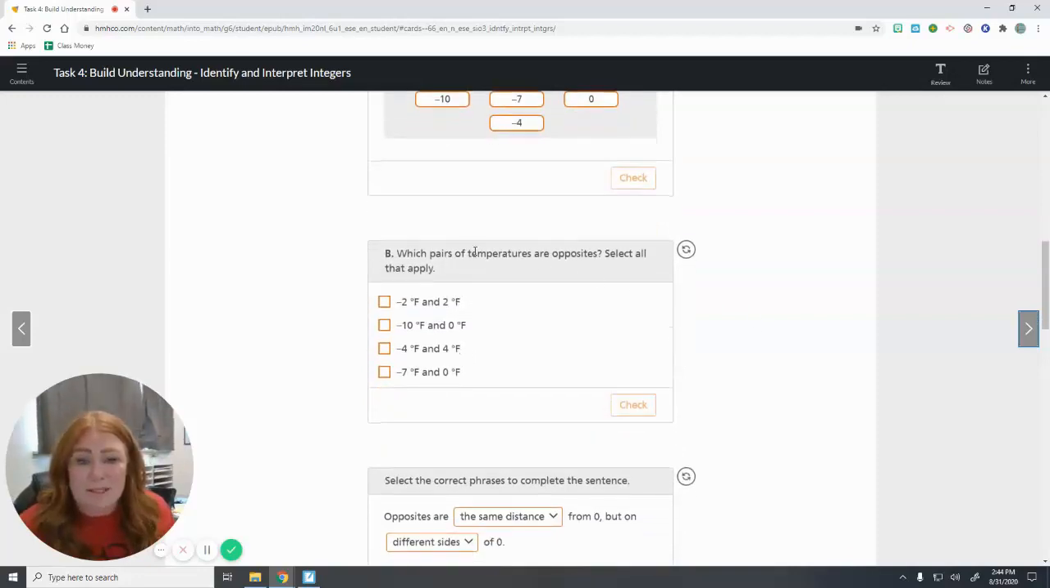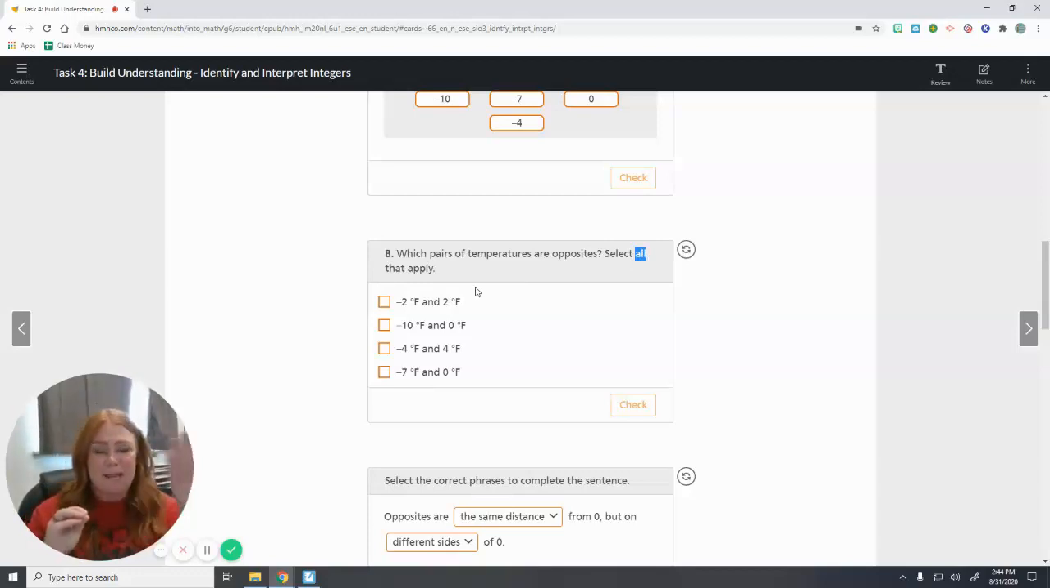Okay, now B wants us to find the ones that are opposites, and it wants us to select all of those. So there's not just one right answer. So look through and see anytime you have an opposite. For example, if one day it was 5 degrees and another day it was -5, those would be opposites because they're the same distance from 0. So pause the video and look through and see which ones are opposites and select any of them that you think are opposites.